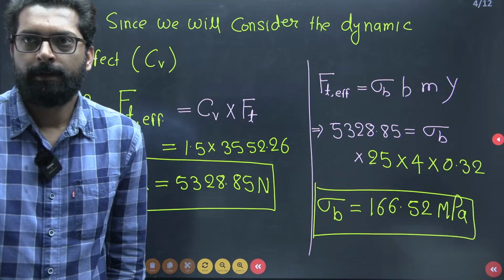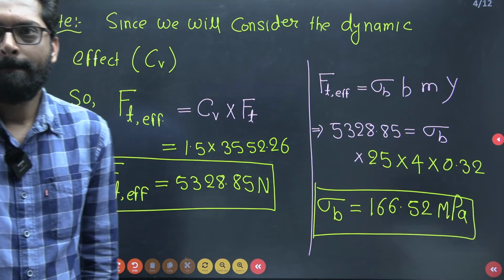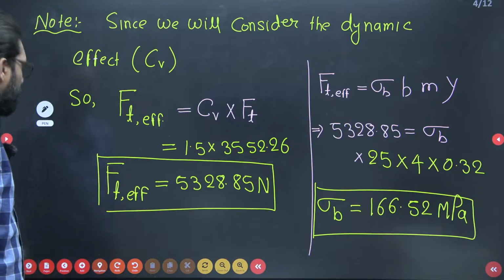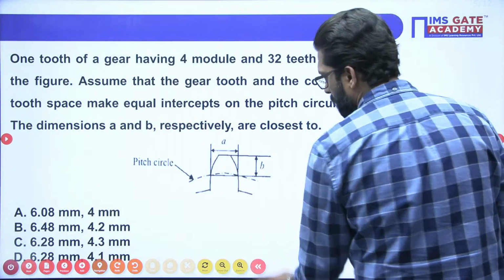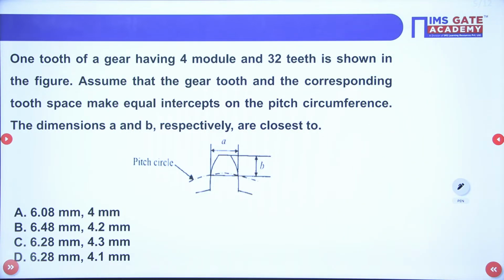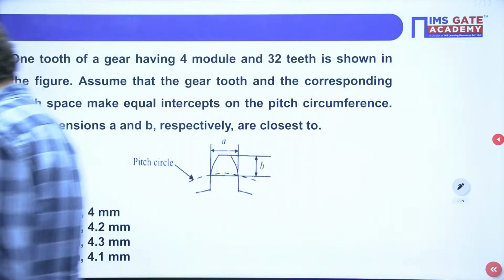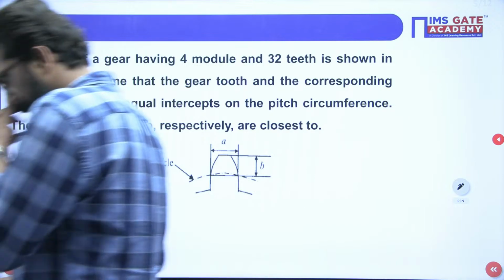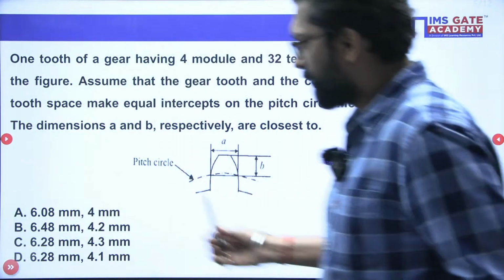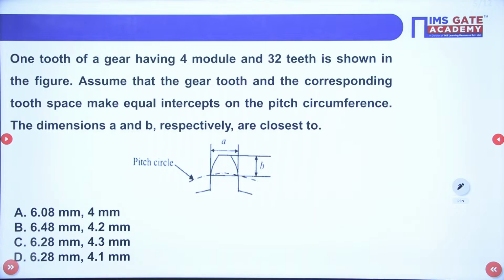Now we have to go to the next problem. See, this is your next problem. Really, this is a very good problem. See this question. This question is very good, nice question. Now read this question.